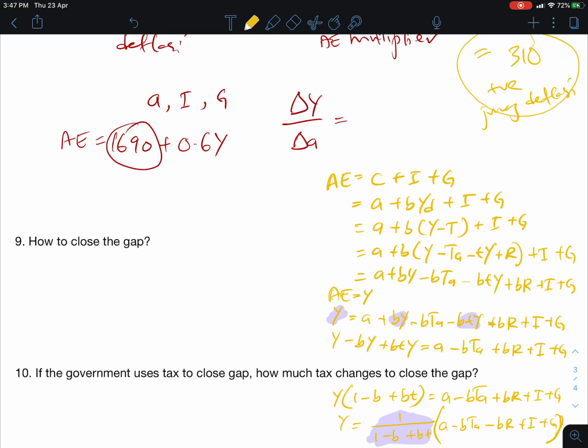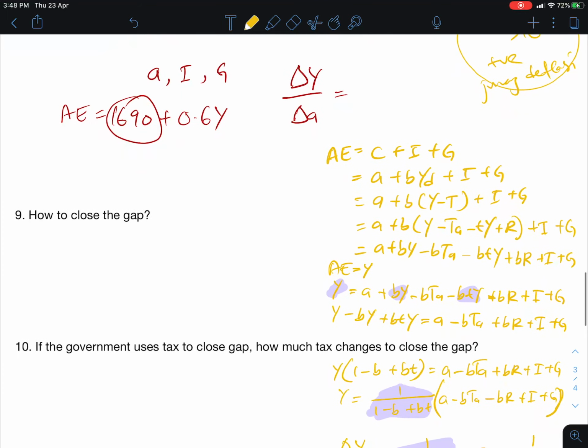So kerajaan dia ada polisi tool, alat dasar. Kerajaan ada alat dasar G, TA. And we have a transfer payment. Those are the policy tools, alat dasar, fiscal policy tools, alat dasar yang ada dalam model ini, dalam model yang kita gunakan.